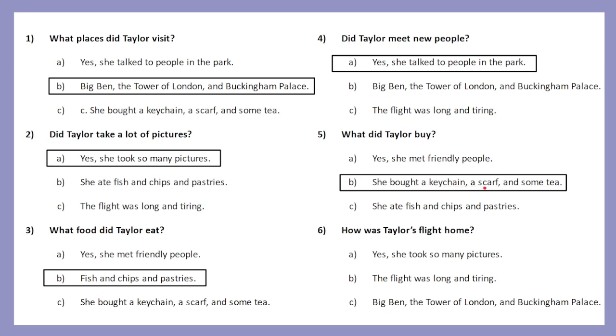What did Taylor buy? She bought a keychain, a scarf, and some tea. How was Taylor's flight home? The flight was long and tiring.